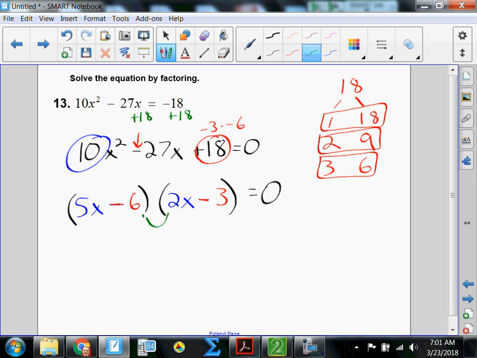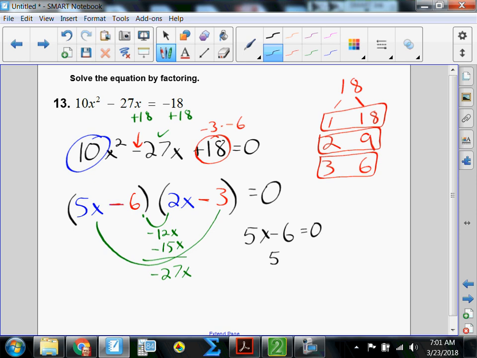And now if I check that, I get a -12x from the inside two numbers, and I get a -15x from the outside two numbers, and if I add those, I get -27x, which is what I wanted. So my factoring is now correct, and I want to solve it. So I'm going to take each factor, set it equal to 0, and solve that equation.